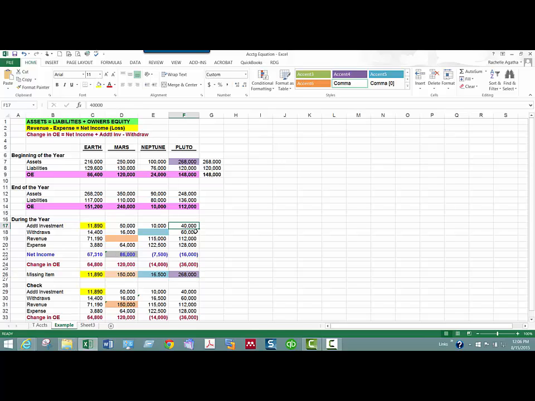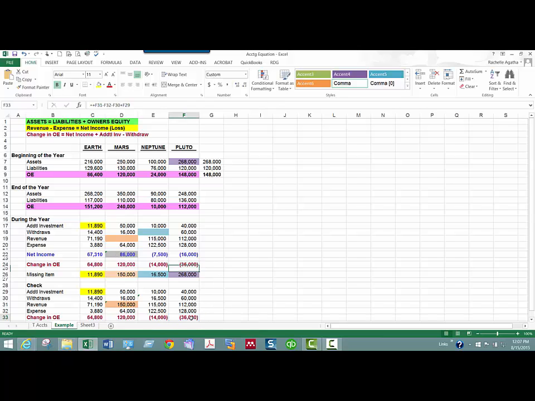So we had additional investments, additional withdrawals, revenue, and expense. So we know that net income is the difference between revenue and expense. Notice in this case it's a loss, right? Because my expense is bigger than my revenue. And my change in equity is coming from the check at the bottom.